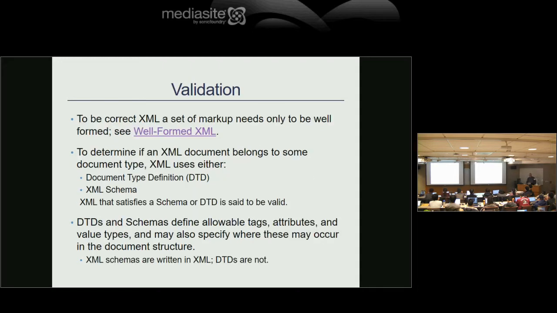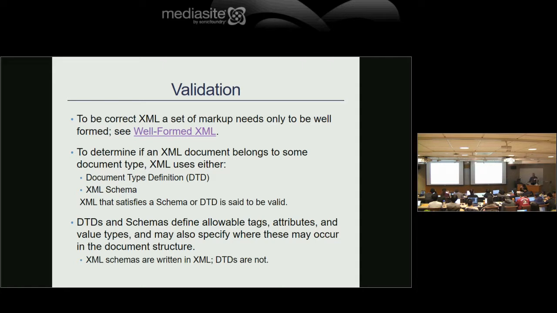So, validation said, to be correct XML, a set of markup needs only to be well-formed. With XML, there are two kinds of well-formedness. There's well-formedness of the XML markup. That means it satisfies some syntax relationships we're going to talk about quickly this morning. The other form is that this XML document satisfies a schema. So the XML fragment has to be syntactically correct. The document has to match a schema if you provided a link to a schema. So, two notions of well-formedness.